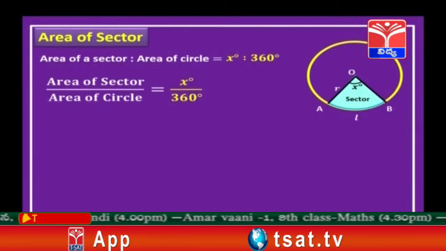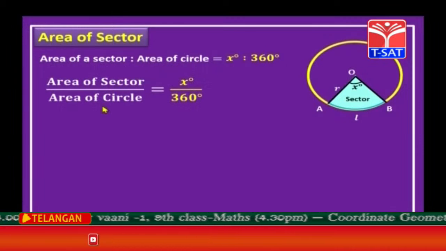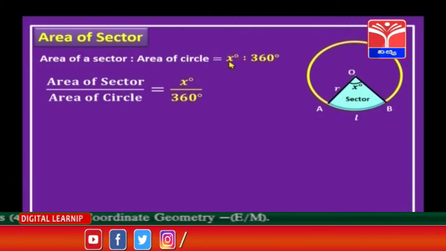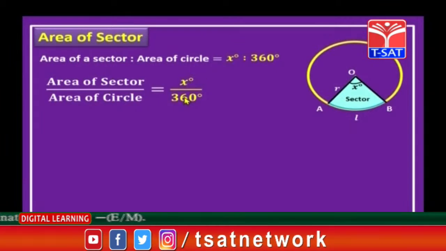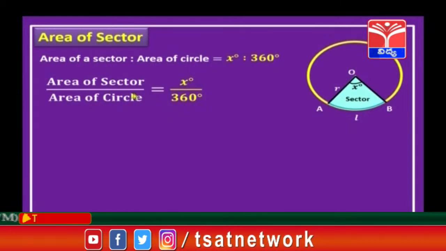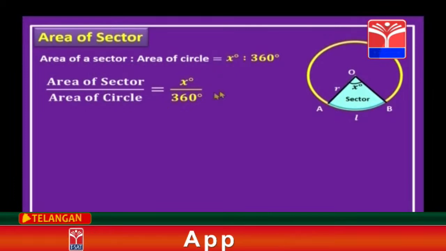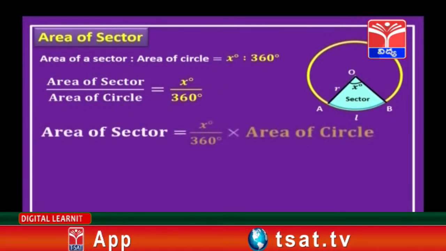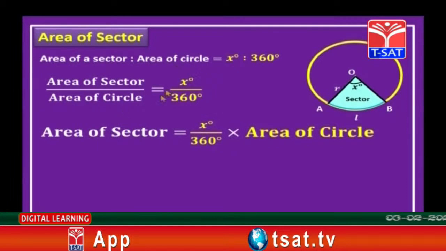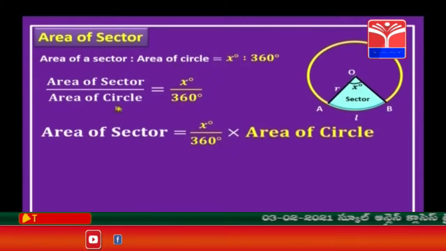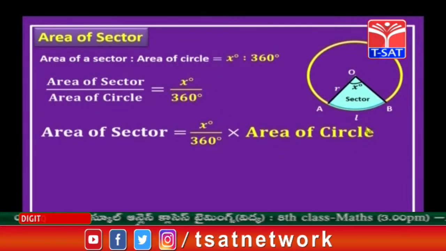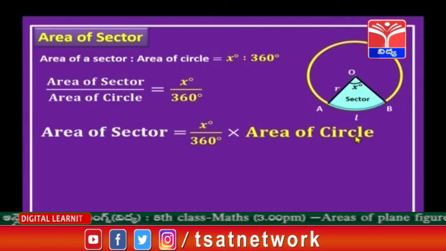Now let us see how to find the area of a sector. So we know that A is to B is written as A by B. So area of a sector divided by area of circle is equal to x degrees by 360 degrees. Now what we will do, children, we will send this area of a circle to right hand side. Let's see what do we get. So area of a sector is equal to x by 360 degrees as it is, no change, into, since it is in denominator, when we send it to right hand side, it becomes numerator. So into area of a circle.